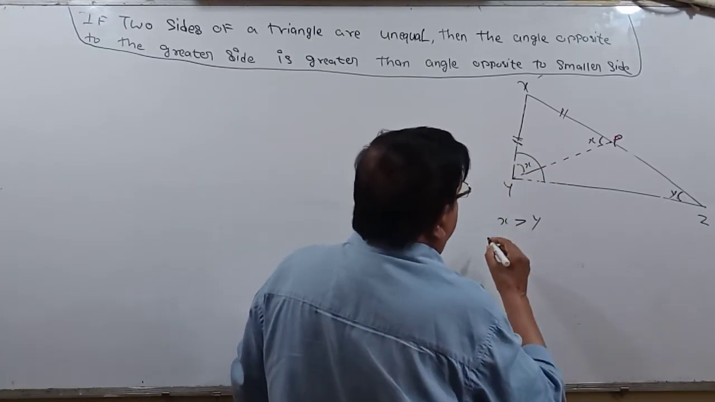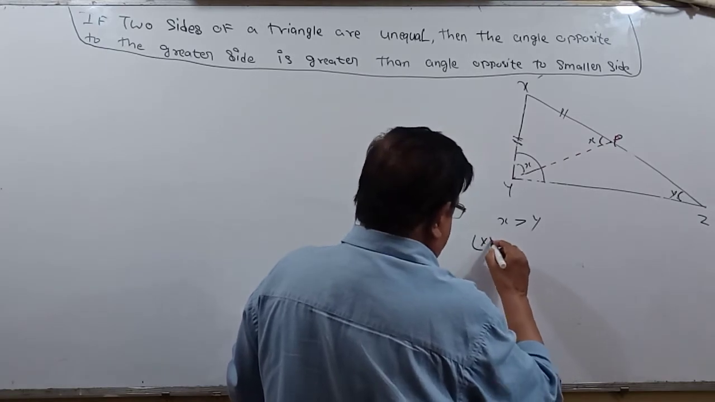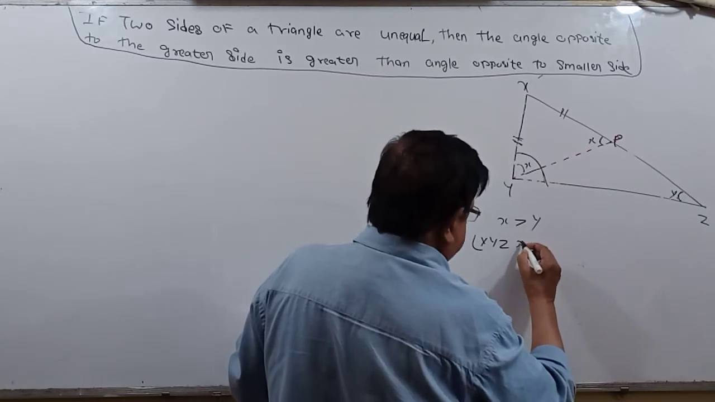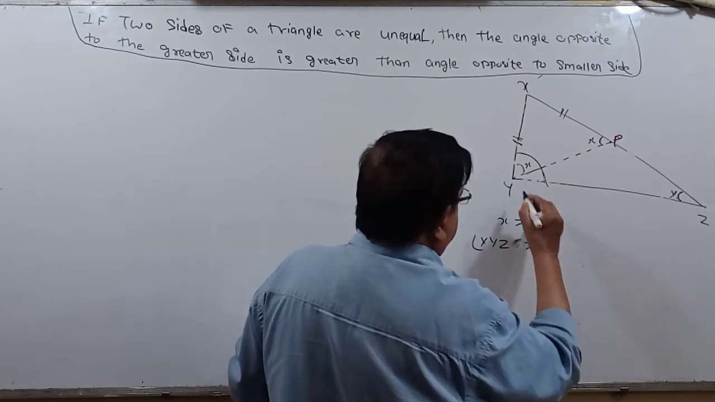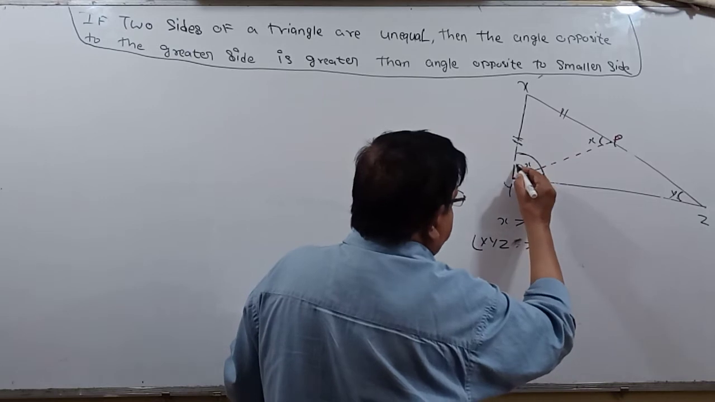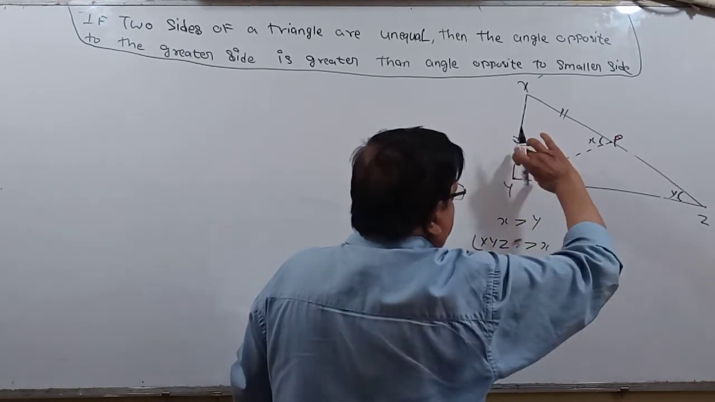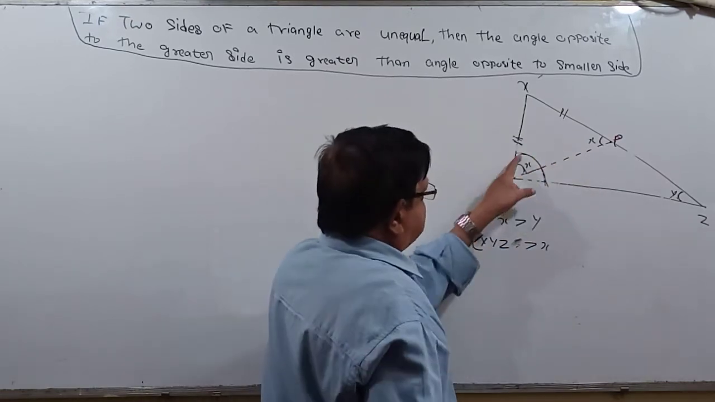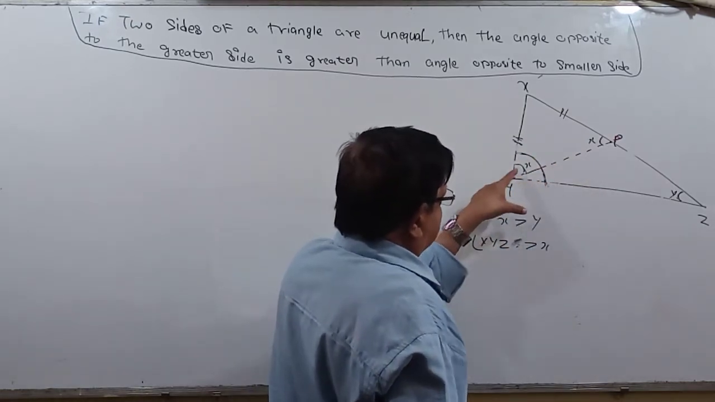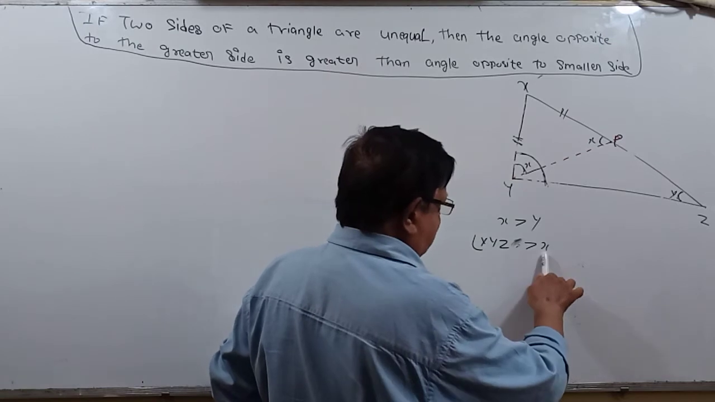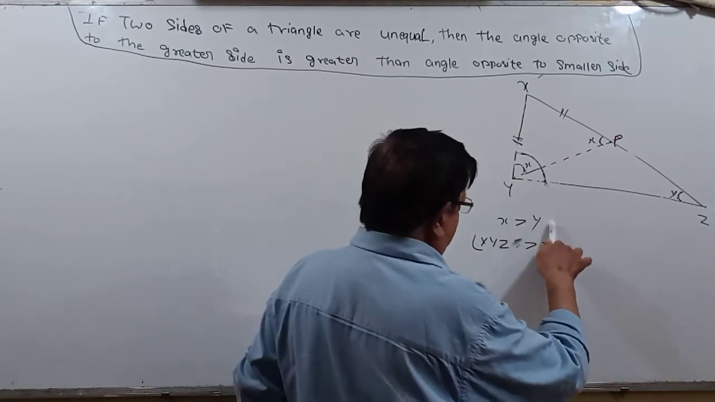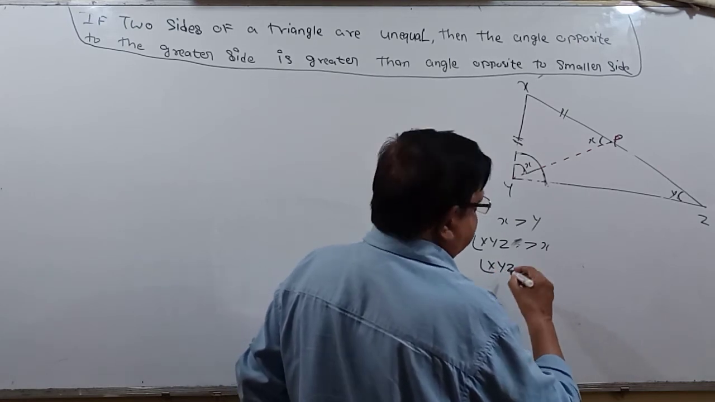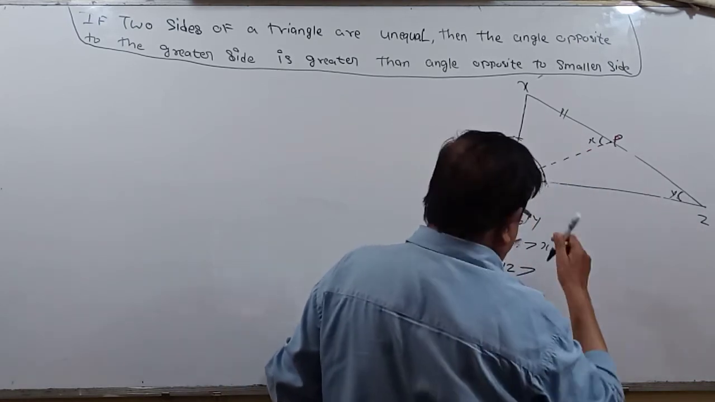Now, angle xyz is definitely greater than x. ये बड़ा एंगल है, xyz is greater than छोटा एंगल. ये बड़ा है इससे. ये छोटा है, ये बड़ा है. This is greater than this. XYZ, this angle is greater than this. XYZ is greater than x, and x is greater than y. Therefore, angle XYZ is greater than angle XZY.